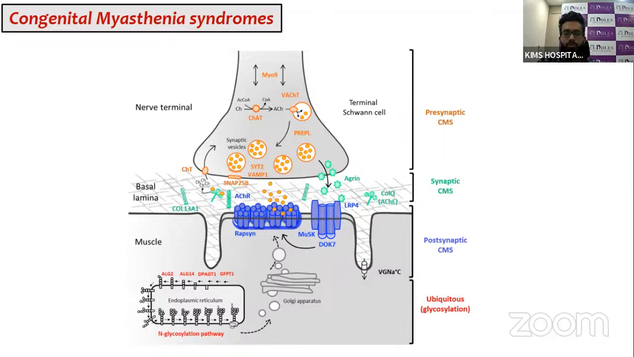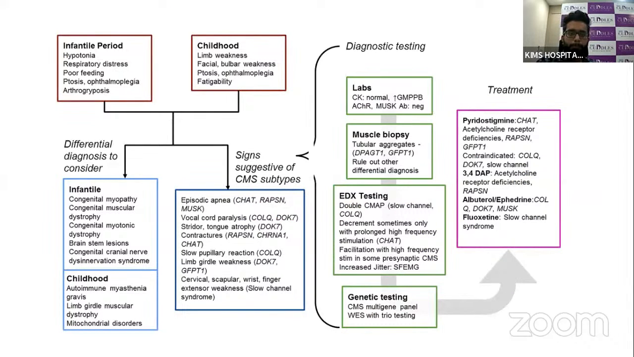This is also very important, that we divide the group of CMS into presynaptic, synaptic, and postsynaptic because they have treatment implications. So in short, think of CMS when you have episodic apnea, vocal cord paralysis, stridor, trunk atrophy, and early onset contractures. For example, rapsin is one of the characteristic genetic mutations which has early contractures. They present with arthrogryposis multiplex congenita. So these are a few clues in the infantile period that along with hypotonia, you also have respiratory distress, which is not explained by respiratory cause and HIE.